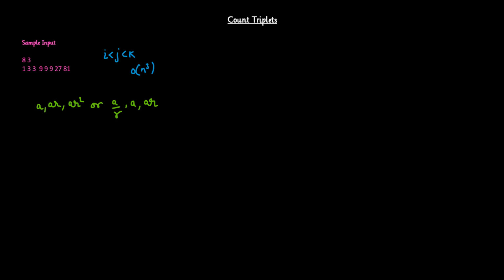Let's assume this is the array, which is 1, 3, 3, 9, 9, 9, 27 and 81. Let's suppose while processing this array, I choose every element as a. So ar and ar square should also be in this array somewhere, but ar should come before ar square because of this constraint. Then only will it form a valid triplet. So it will be very difficult for me to track the indices of ar and ar square. So instead of using a or this kind of structure, I'll use this.